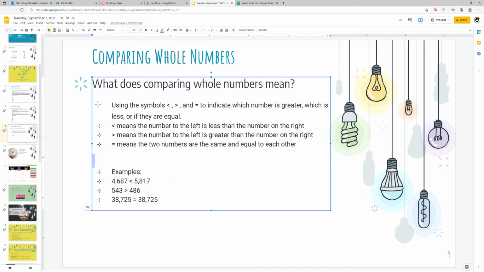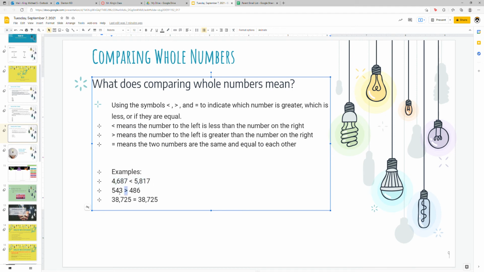So here's some examples. 4,687 is less than 5,817. So obviously 5,817 is the larger number here of those two. And again, we're using the less than symbol because that means this number on the left, 4,687, is less than the one on the right.